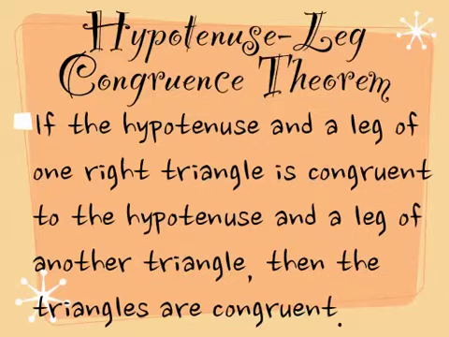The hypotenuse-leg congruence theorem says if the hypotenuse and a leg of one right triangle is congruent to the hypotenuse and a leg of another triangle, then the triangles are congruent. So in this case, when we're using the hypotenuse-leg congruence theorem, we're going back to trying to prove that two different triangles are congruent. And if it's the hypotenuse-leg congruence theorem, we have to be talking about a right triangle. So remember, the hypotenuse is the side that is opposite the right angle of a right triangle, and then a right triangle actually has two legs, the two sides that are forming the right angle.